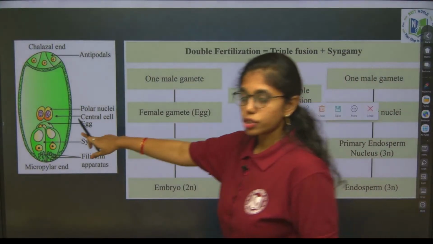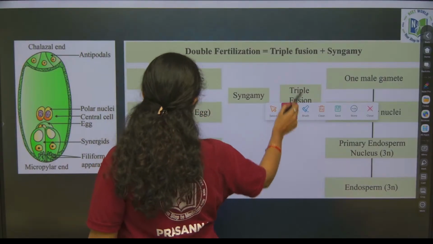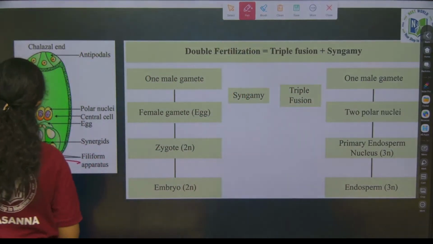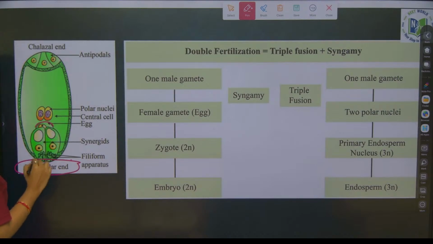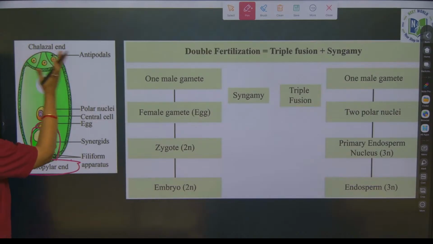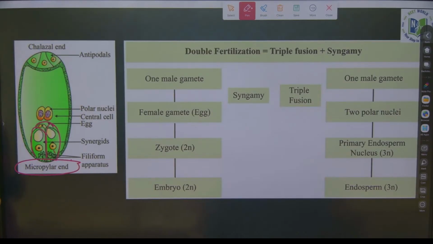So, here if you see, this is the structure of what? Embryo sac. This is the micropylar end. Over the micropylar end you have egg apparatus, single egg cell and 2 synergids, and at the chalazal end you have 3 antipodals. At the center you have polar nuclei or the central cell.